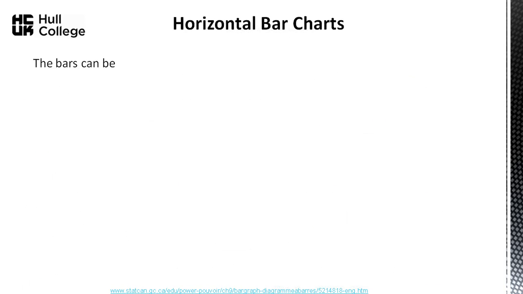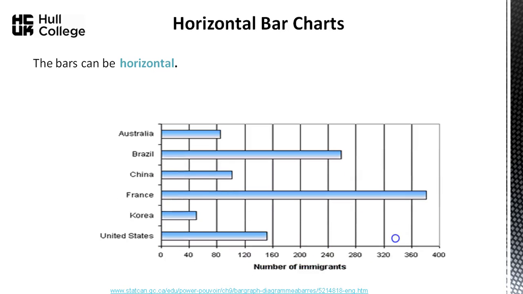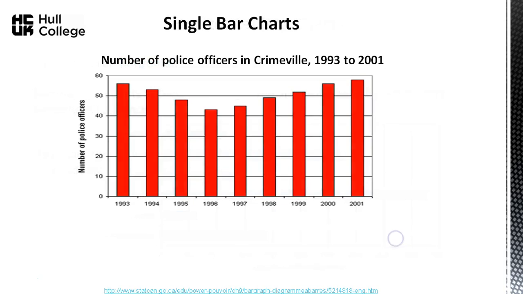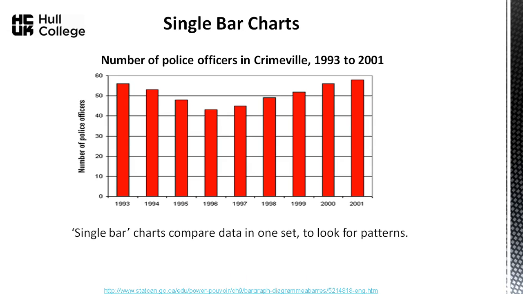Horizontal bar charts. The bars can be horizontal, but these are just the same as vertical bar charts. Single bar charts. Single bar charts compare data in one set to look for patterns.